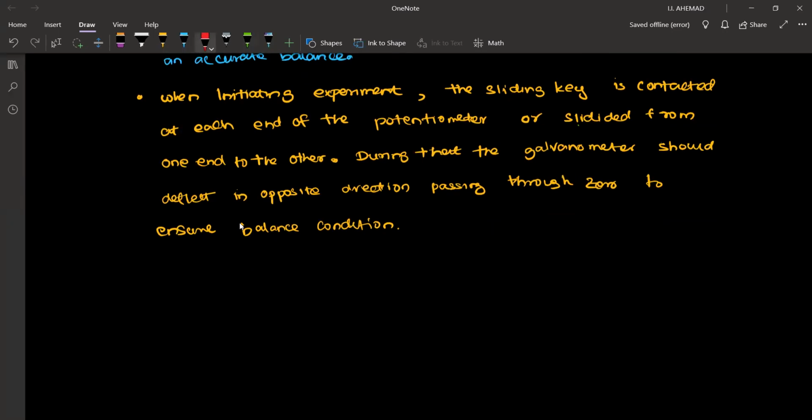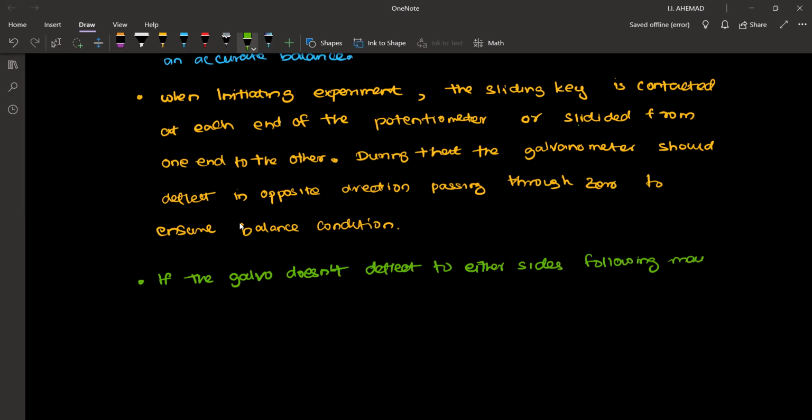Below that, if the galvo doesn't deflect to either side, the following may be the reasons.